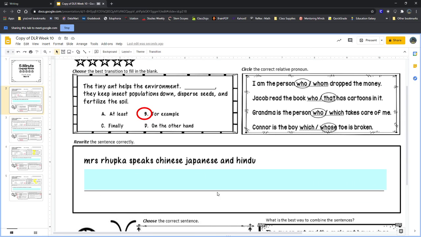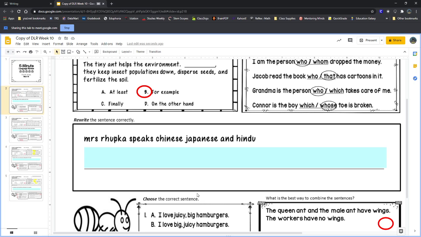All right. Let's take a look at our sentence. Just like normal, we have a sentence. It's got some mistakes that are hanging out in there. So what we need to do is find all the mistakes, make our sentence perfect. Mrs. Rupka speaks Chinese, Japanese, and Hindu. There's a few mistakes in here. There's a lot of punctuation this week, but who can tell me what's one mistake that they have in this sentence? Alexa?